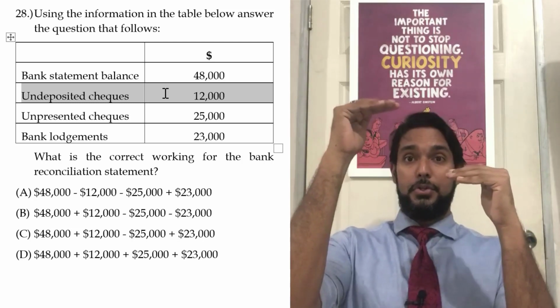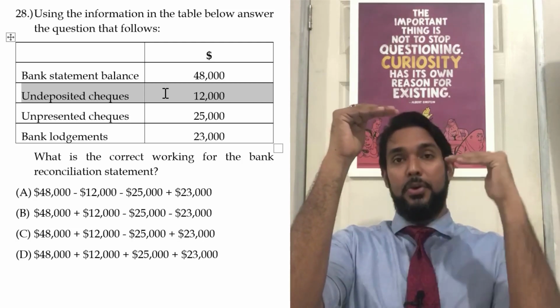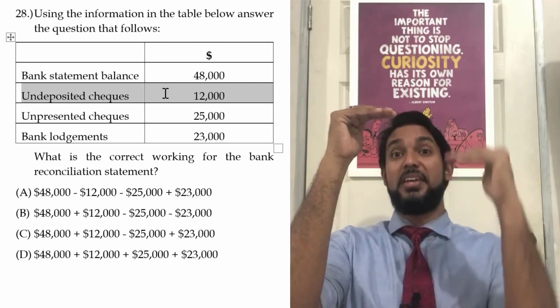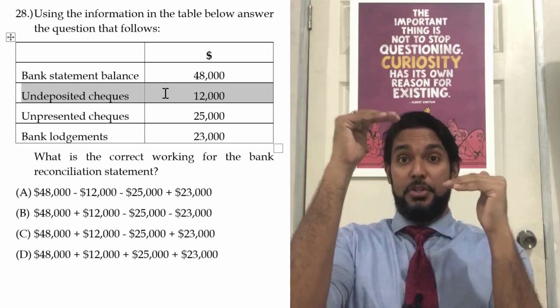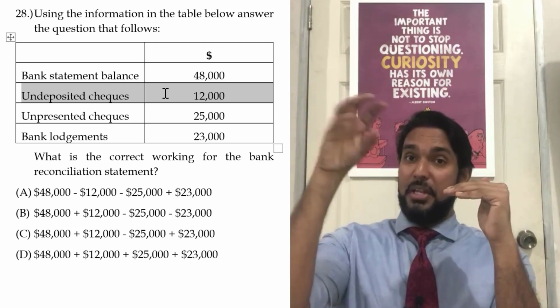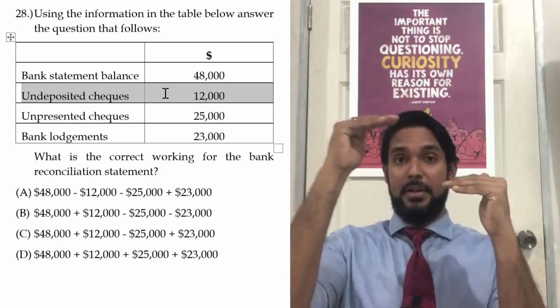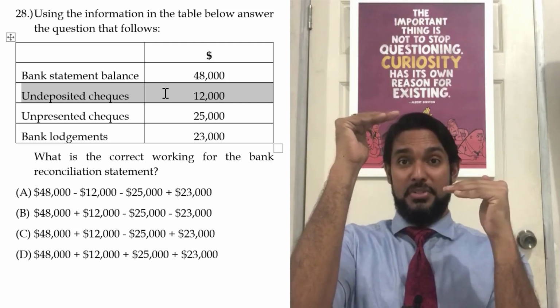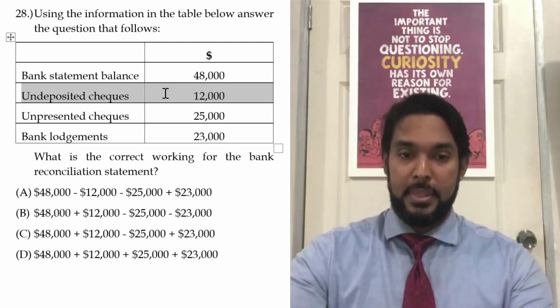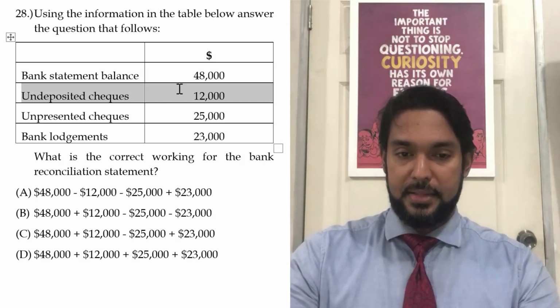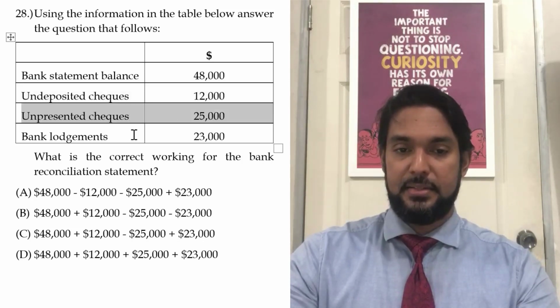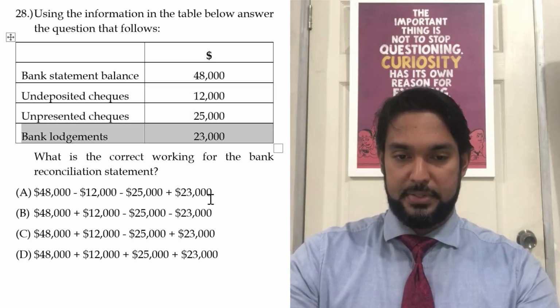So in order to show that we know why these two differ, we're going to have to add the undeposited checks here. Remember, what we're trying to do is show what would happen if all the information in the cash book enters the bank statement. If it's undeposited checks, this is going to go up. So we're looking for add this, minus that, add. So plus, minus, plus.